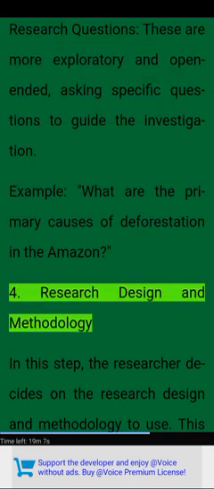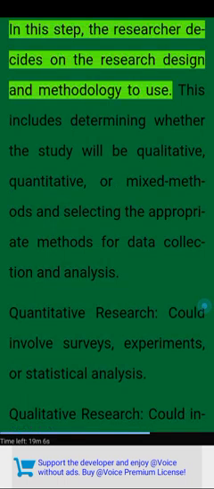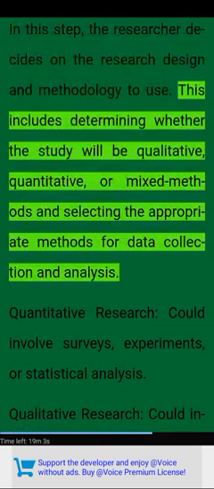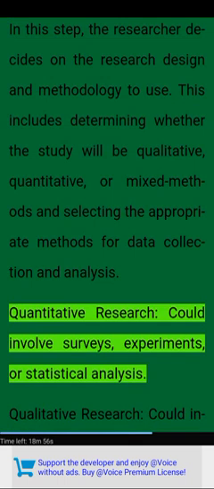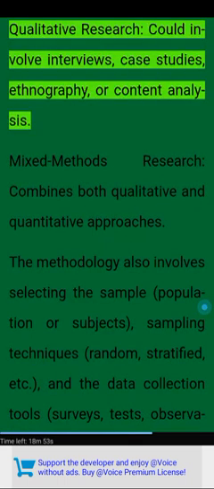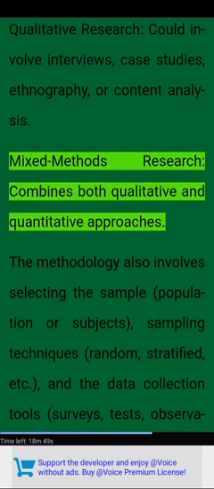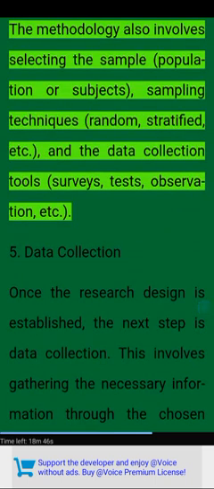4. Research design and methodology. In this step, the researcher decides on the research design and methodology to use. This includes determining whether the study will be qualitative, quantitative, or mixed methods and selecting the appropriate methods for data collection and analysis. Quantitative research could involve surveys, experiments, or statistical analysis. Qualitative research could involve interviews, case studies, ethnography, or content analysis. Mixed methods research combines both qualitative and quantitative approaches. The methodology also involves selecting the sample population or subjects, sampling techniques, random, stratified, etc., and the data collection tools, surveys, tests, observation, etc.